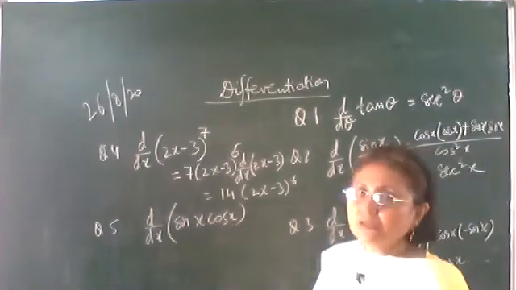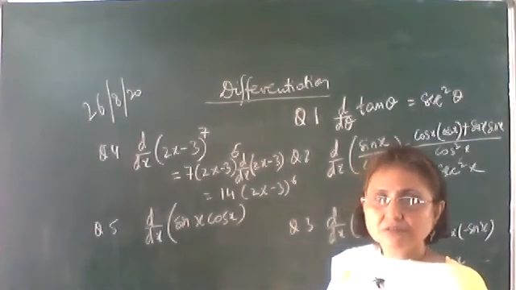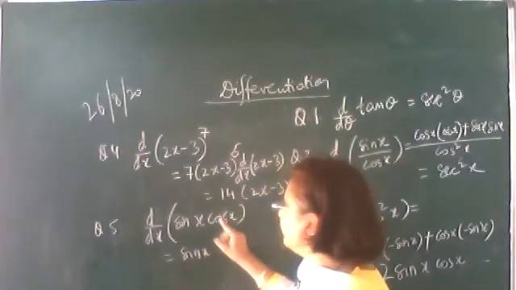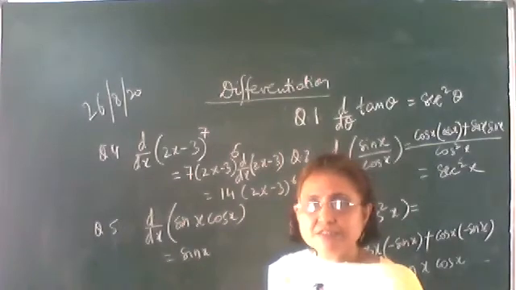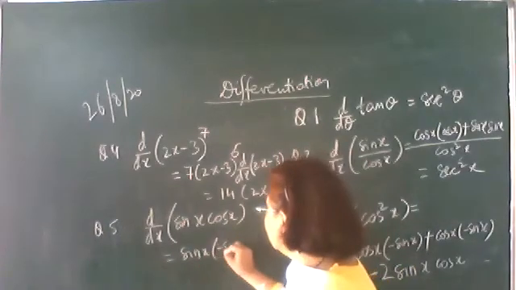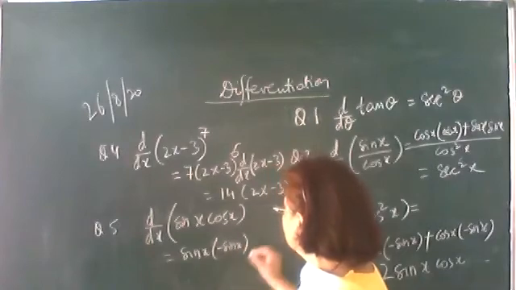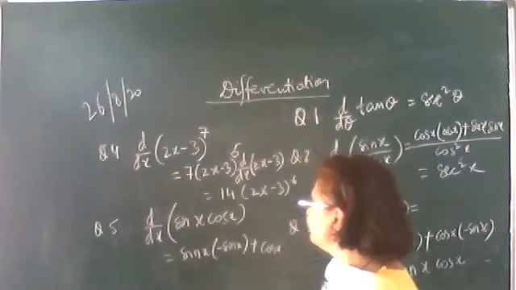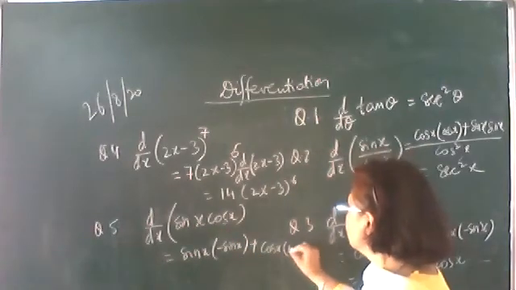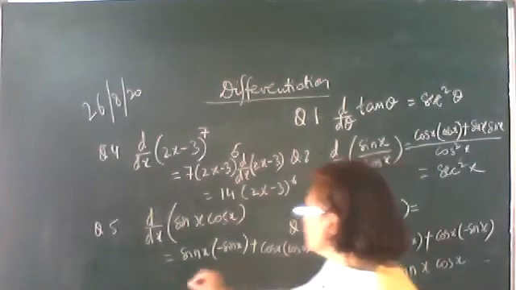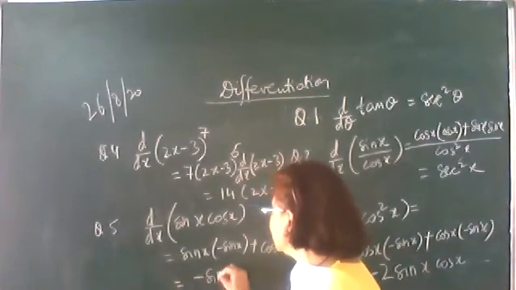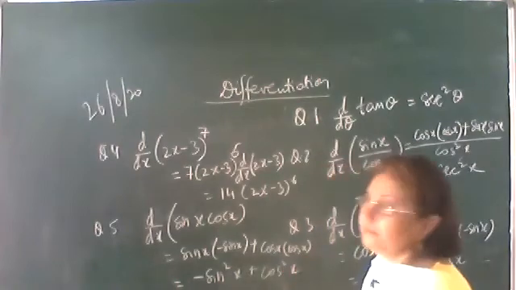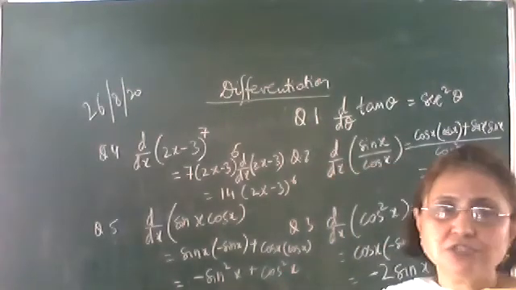u into v, u dv by dx. Okay, sin x, we know that d by dx of cos x is minus sin x, plus v as such cos x, and d by dx of sin x is cos x. So it is minus sin square x plus cos square x.